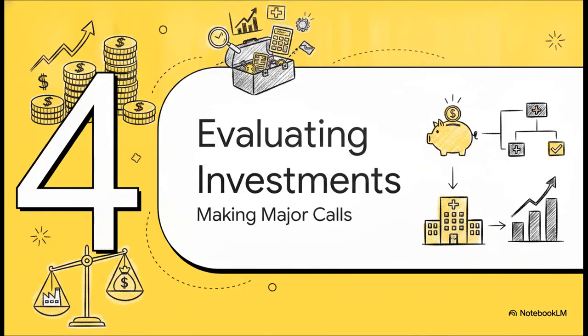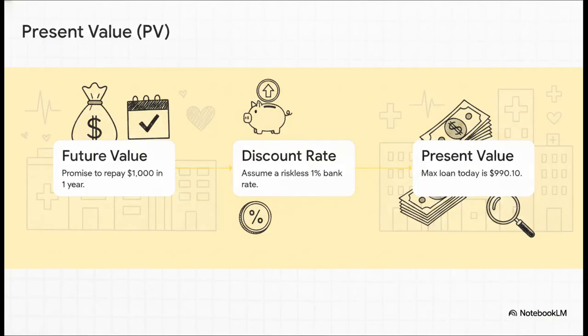Okay, let's dive into this next part. Section 4, Evaluating Investments Effectively, or how we make those major calls. Now that we know money changes value over time, let's open up the toolkit that CFOs use to make these massive investment decisions. Let's look at a present value or PV calculation.